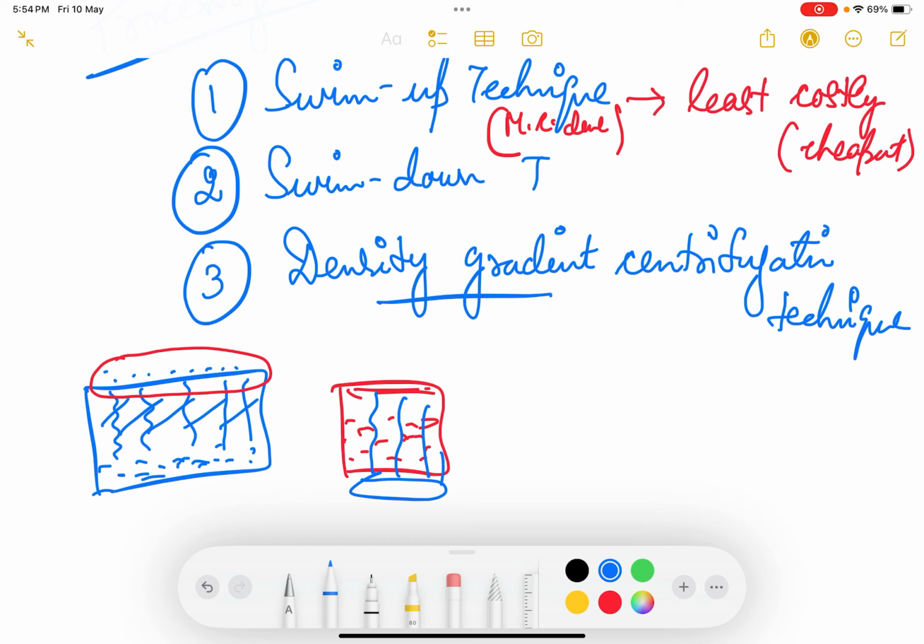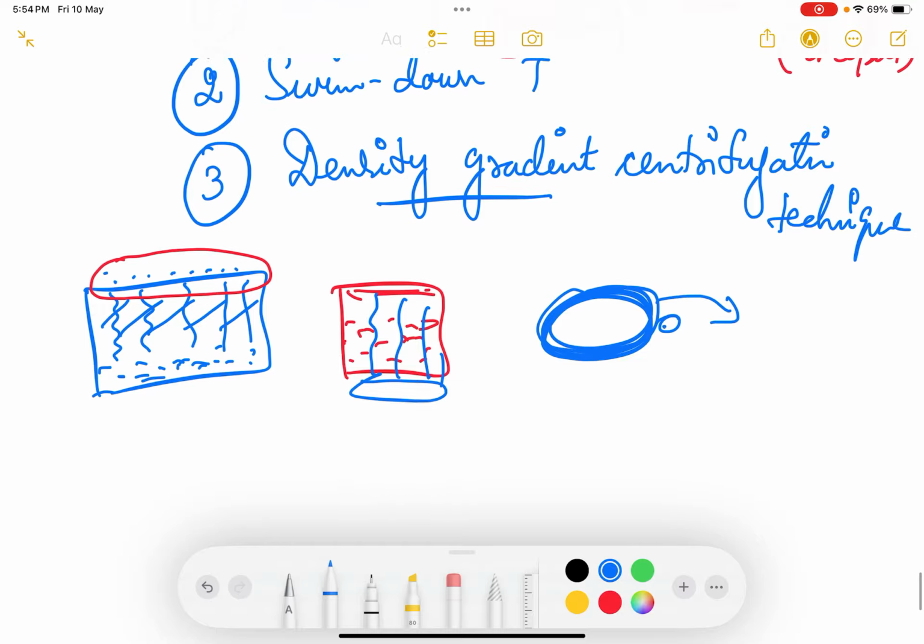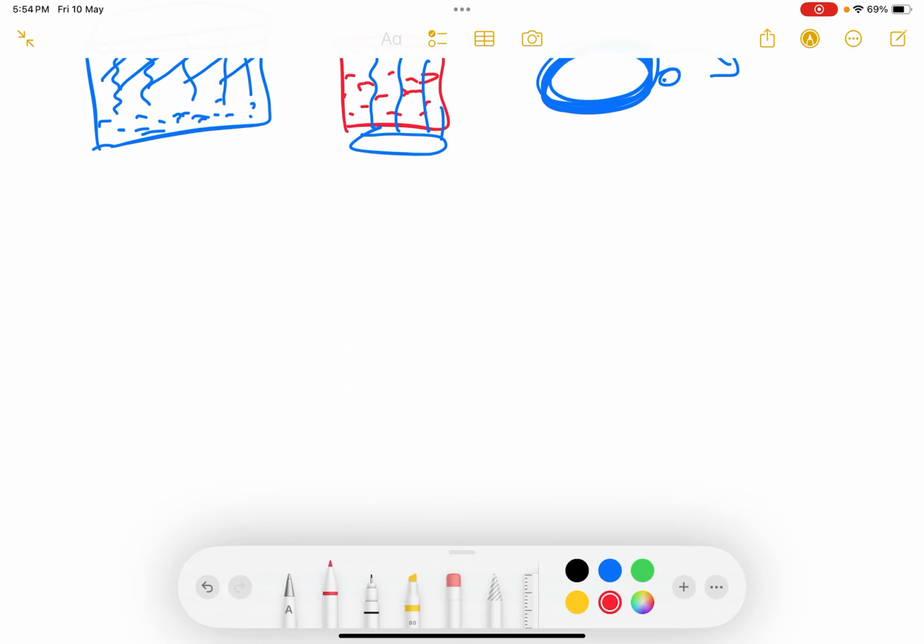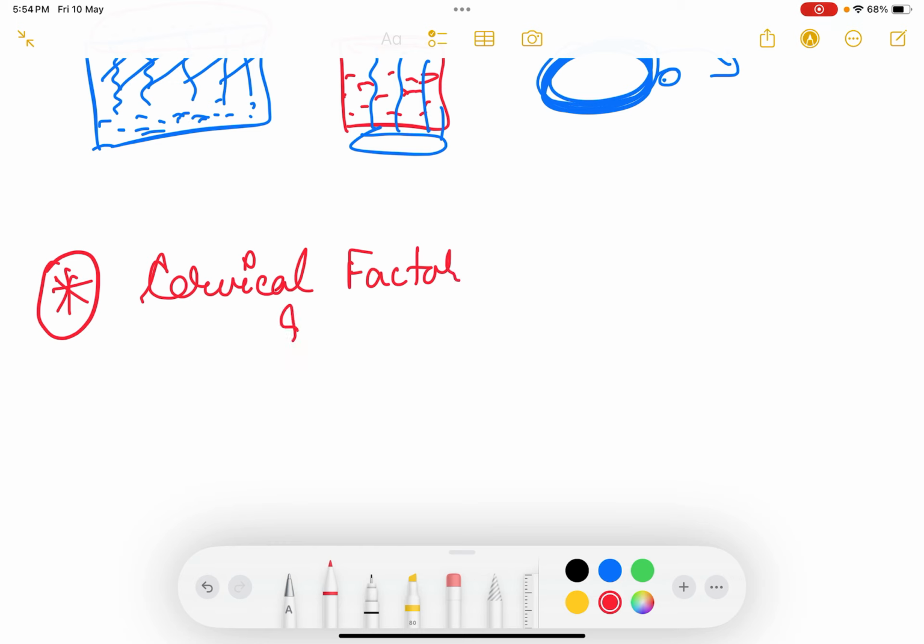And then you have density gradient whereby you centrifuge and then the viable sperms will be separated from the non-viable sperms. So these are the techniques which are generally done for these patients, women who have cervical factor infertility. Very important, okay. Next question, cervical factor infertility.